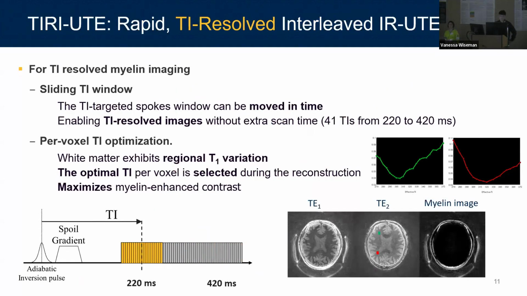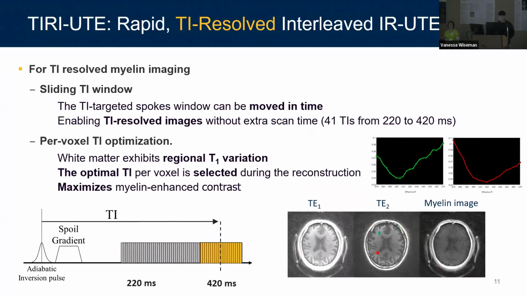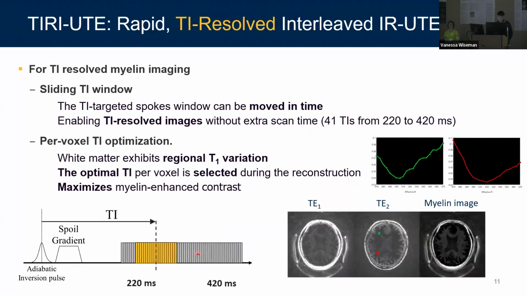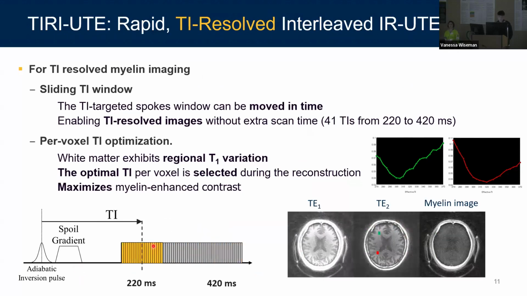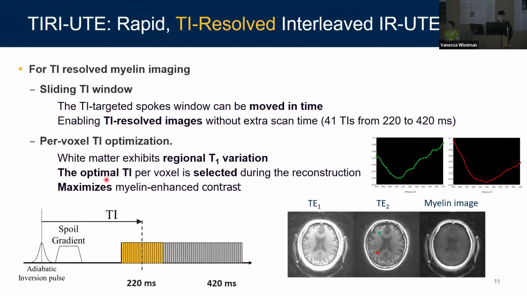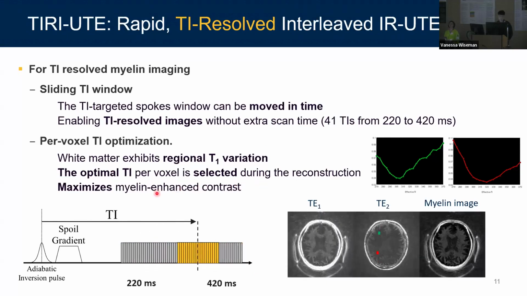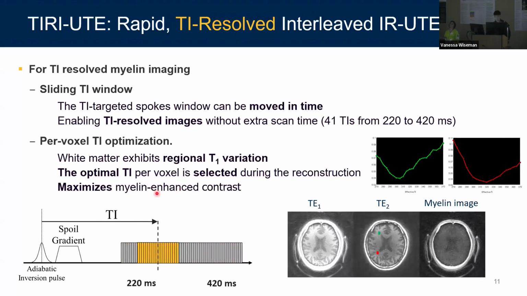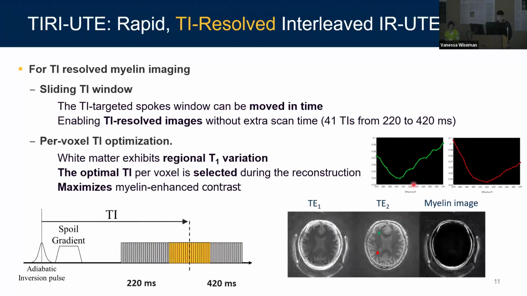Next, TIRI-UTE also addresses the T1 variation problem. We set a sliding window to control contrast. We can move this window in time. Therefore, we obtain a TI resolved image without extra scan time. And during the reconstruction, the optimal TI is selected voxel by voxel, so we can maximize the myelin enhanced contrast image. This is a TI resolved image. Here, as you can see, the minimum TI value varies depending on the location.